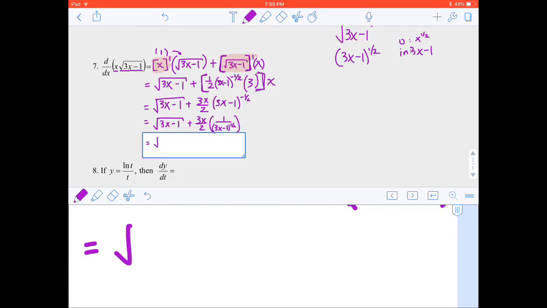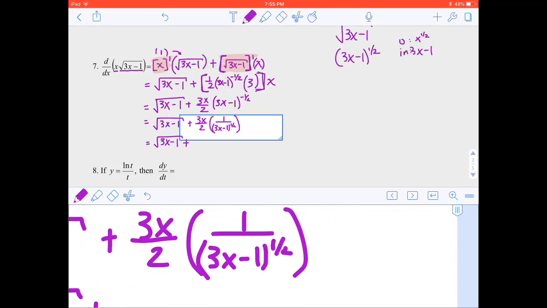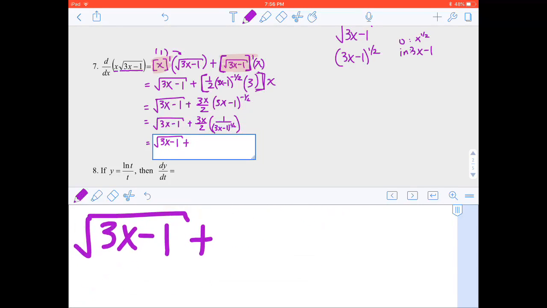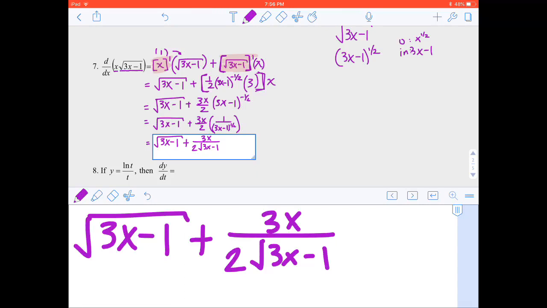So let's see if we can simplify this all together. These two fractions are being multiplied, so my numerator is going to be 3x, and my denominator is going to be 2 root 3x minus 1. Remember that exponent turned to a root. So that should be our answer here. Just checking my solutions to make sure I did this all correctly. Yes, okay.